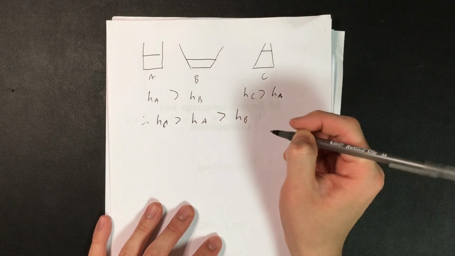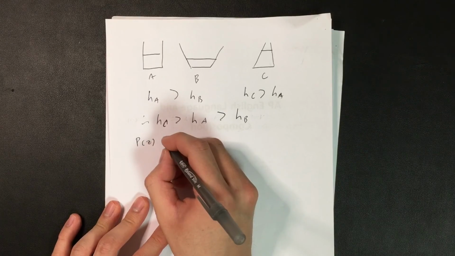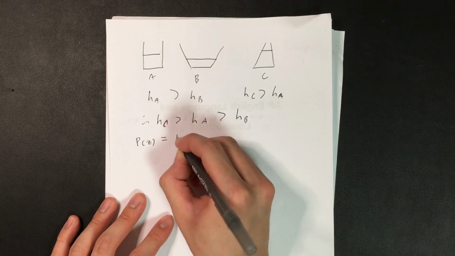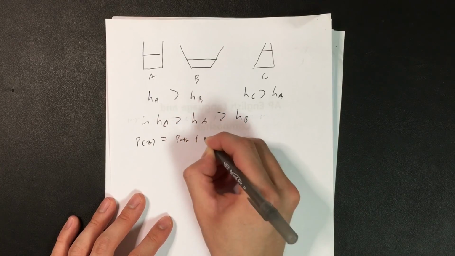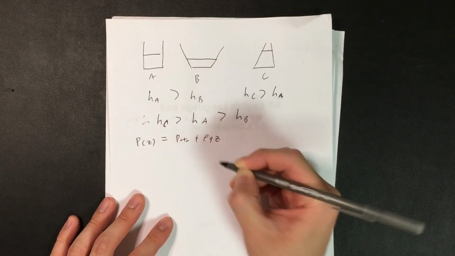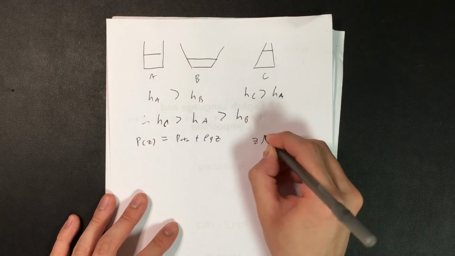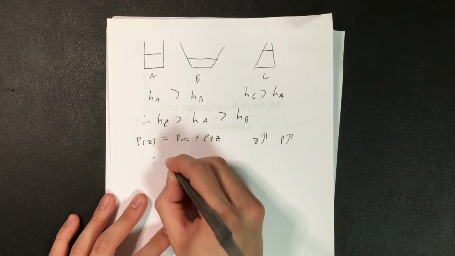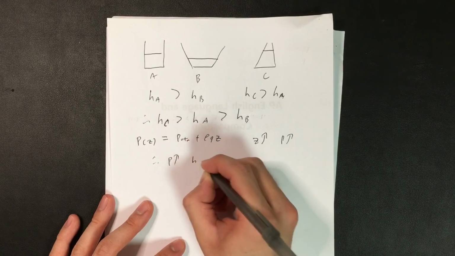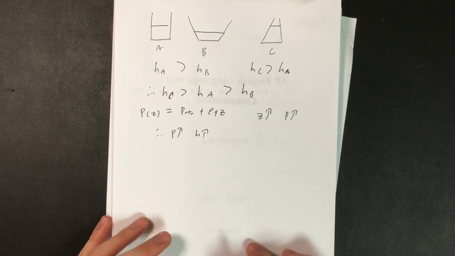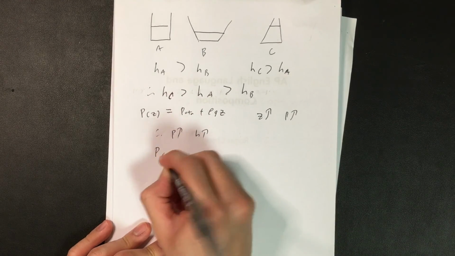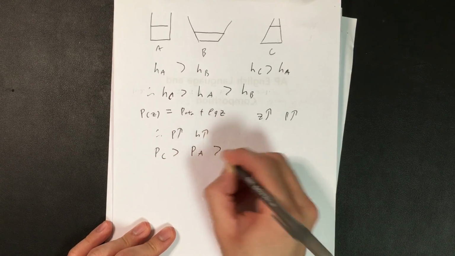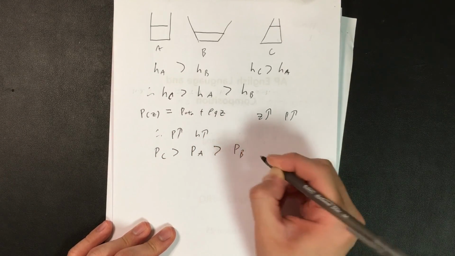Now remember in fluid statics that pressure as a function of height equals the atmospheric pressure plus rho g z, in which if z increases, then the pressure increases. Therefore, we can claim that pressure is going to increase as the height of the water increases, which means pressure at container C is going to be greater than pressure at container A, which is greater than pressure at container B.